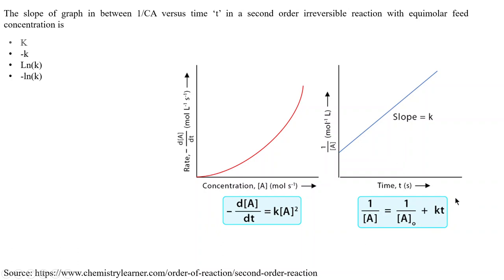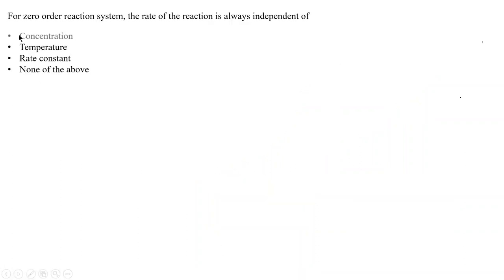When we go to solve this with the equation given right here, 1 by A is equal to 1 by A naught plus kt. So when we solve it, we have the slope given as positive k. So you can see that the reaction rate is increasing as time goes on. So the answer for this is k, the first one.